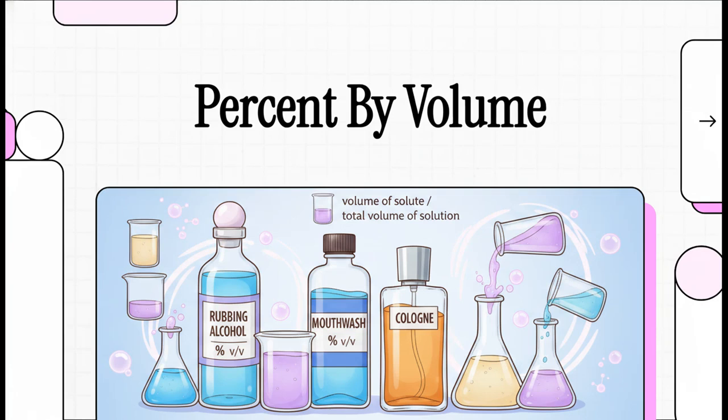Have you ever picked up a bottle of rubbing alcohol, mouthwash, or even cologne and noticed those tiny little percentages on the label right next to the letters V/V? Well, today, in this explainer, we're going to decode the invisible math of percent by volume.